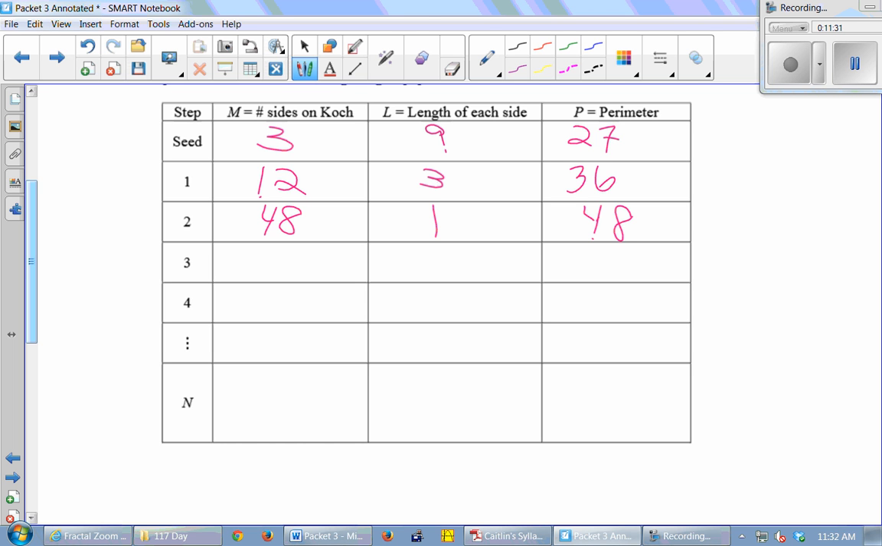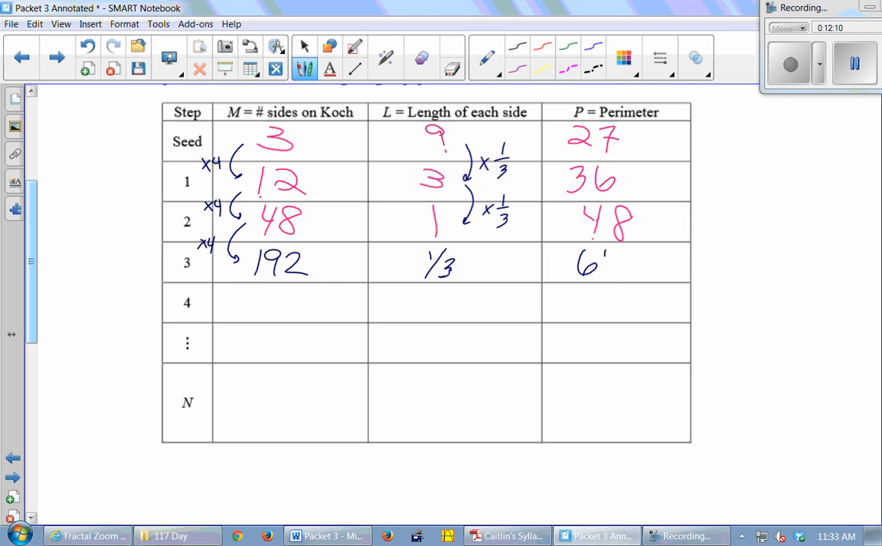So what's happening to the number of sides? Times 4. Yeah, you might recognize this list as times 4, times 4. 48 times 4 would be 192. And then how about this list? Any patterns here? Divided by 3 or times a third. It's the same thing, right? What's 1 times a third? 1/3. Or 1 divided by 3, a third. And then we can multiply 192 times a third, and what do you get? Or 192 divided by 3?